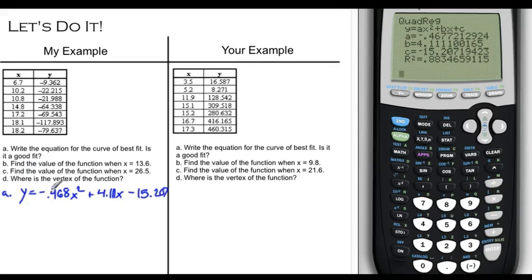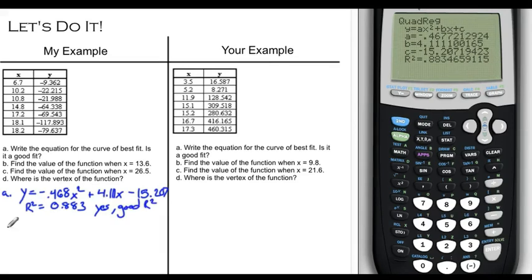I'm asked, is this a good fit? And so I look at my r squared value. R squared is 0.883. And if you'll remember, I told you that anything that's over 0.7 is a pretty good fit. So I would say yes, it's got a good r squared value for making it fit.